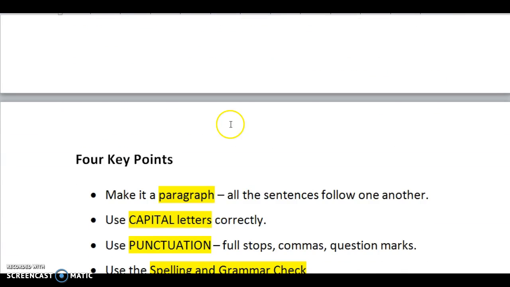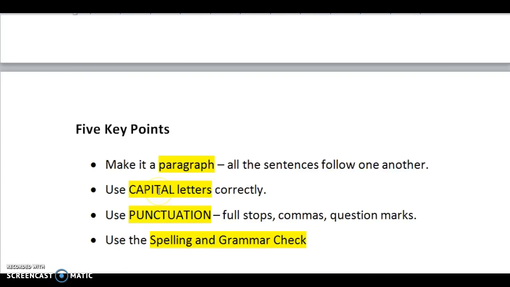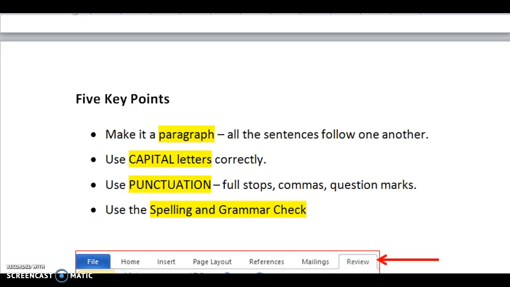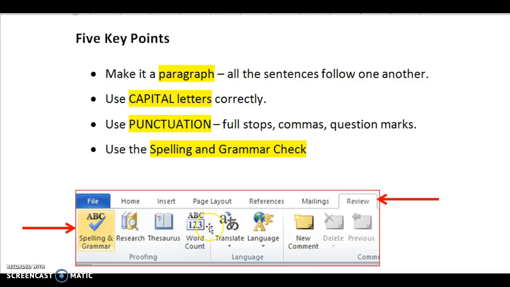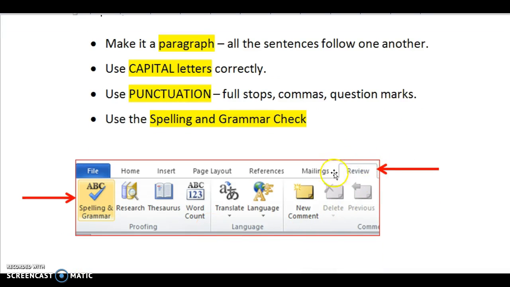So now let's sum up. And actually, we didn't look at 4 key points. We looked at 5 key points. First of all, the first ones are really easy. Make it a paragraph. Put all the sentences together. Use capital letters. Use punctuation. Pay attention: full stops, commas, a question mark if it's a question. Use the spelling and grammar check to help you. You can find that in Review and Spelling. Go to options to turn on all of the things.